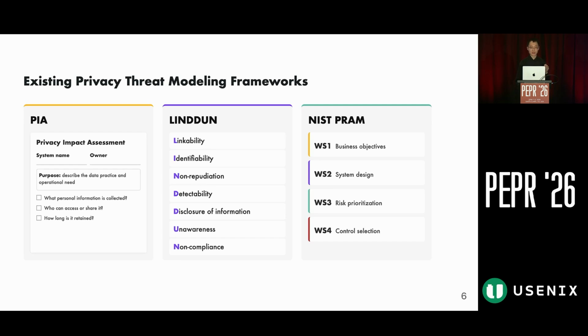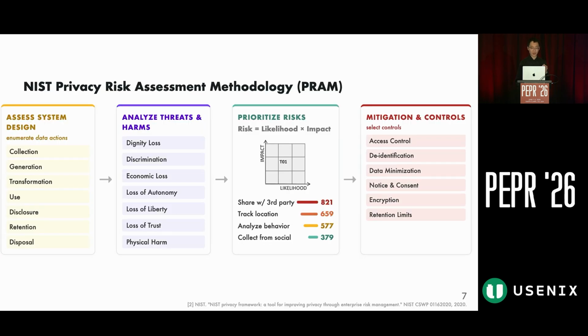There are a few established privacy threat modeling frameworks, including PIA, LINDDUN, and NIST PRAM. We draw inspiration from all of them. They mainly follow a common paradigm: first assess the system design by enumerating the data actions in the system, then analyze the threats and harms associated with each problematic data action, then prioritize the risks to select mitigations and controls.